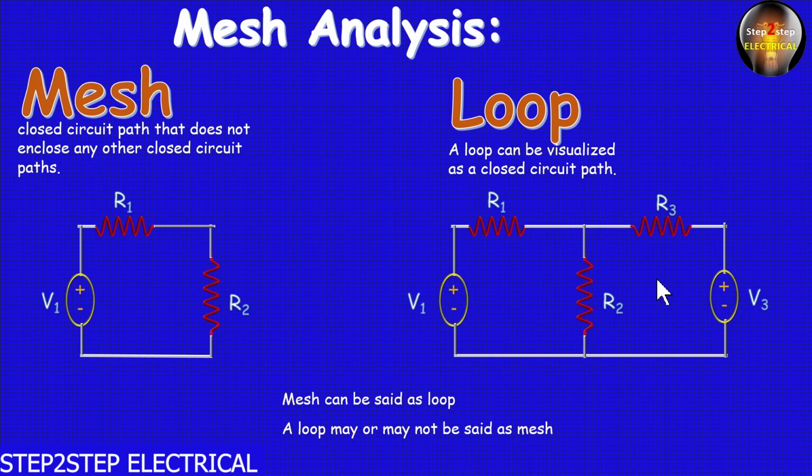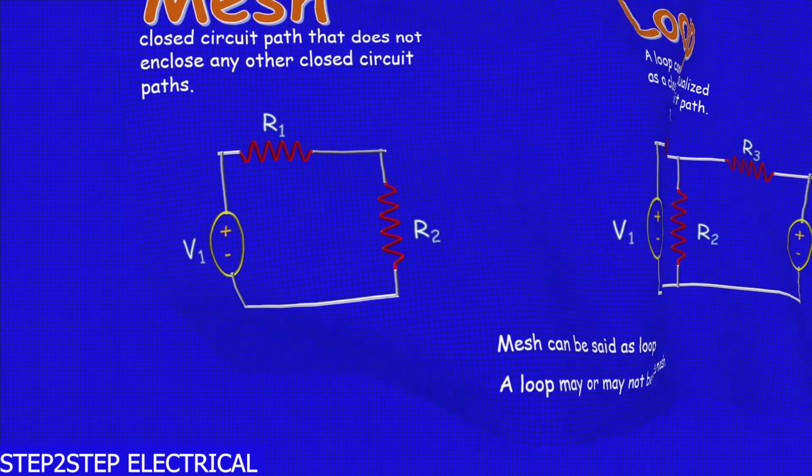So it is very clear that both are closed circuit paths, but the major difference is that a mesh has no other closed circuit path inside it, but a loop may or may not have a closed circuit path inside it. So this is the general difference between mesh and loop. We will move ahead and have a clear discussion on what mesh analysis is.